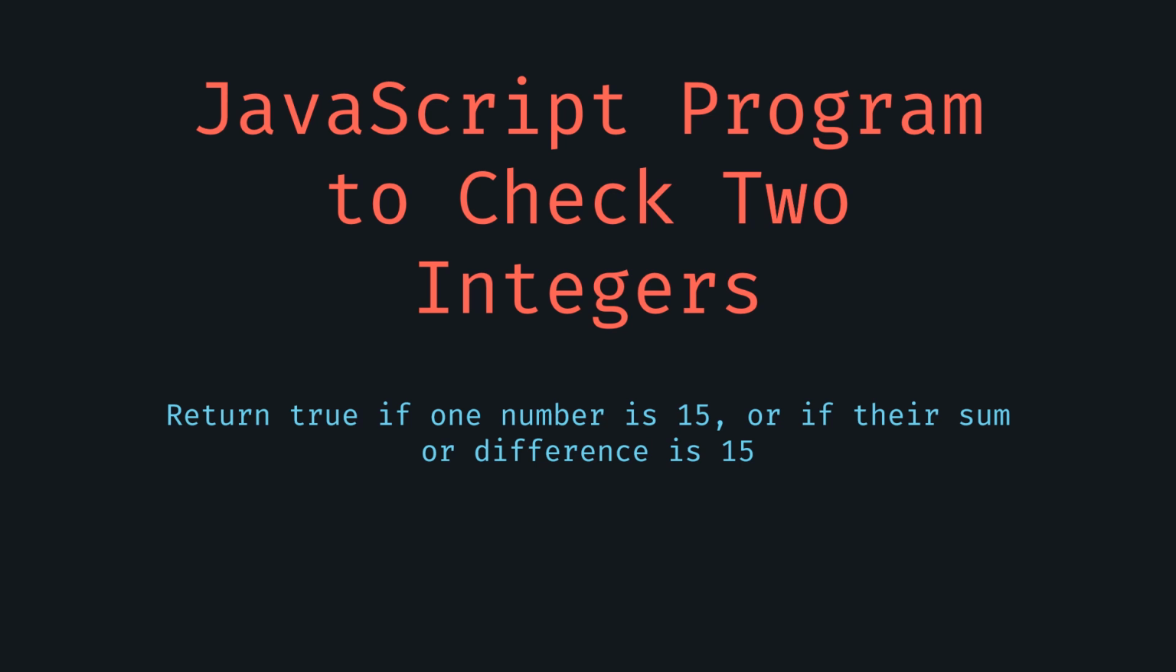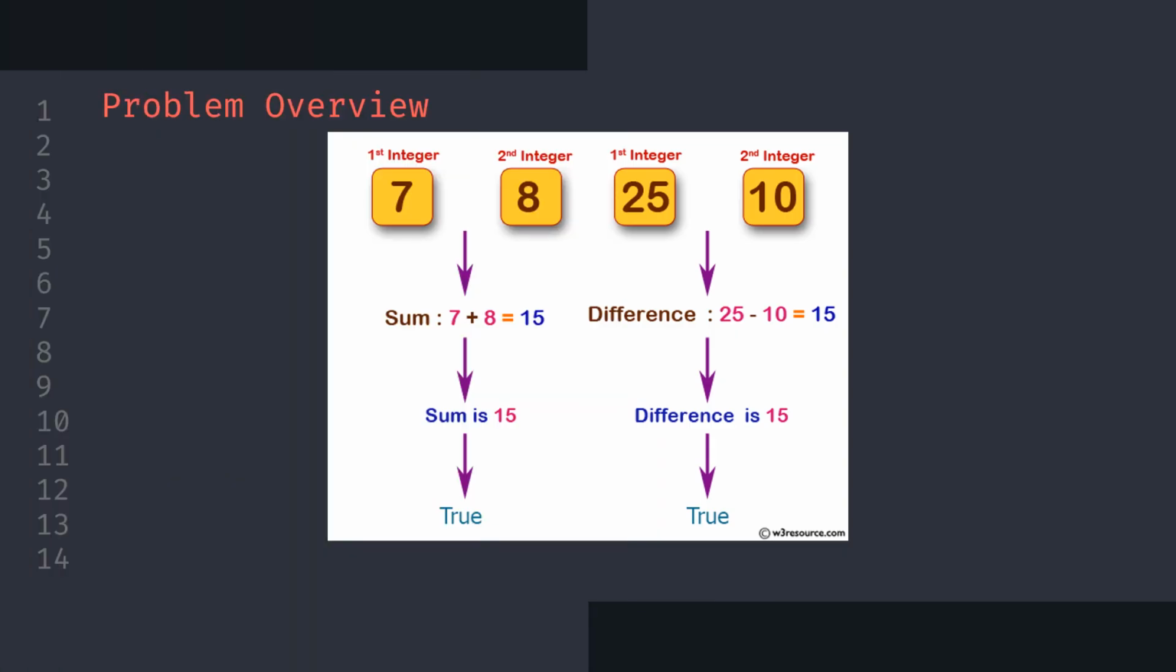Hello, today we create a JavaScript program that checks two integers. Our goal is to return true if one of the numbers is 15 or if the sum or difference is 15. The program will check three conditions: if either number is 15, if the sum is 15, or if the difference is 15.